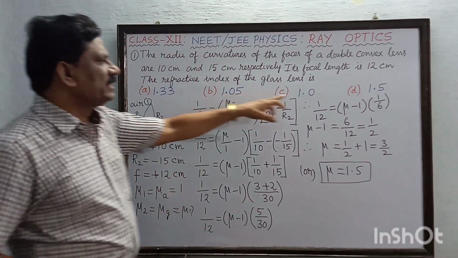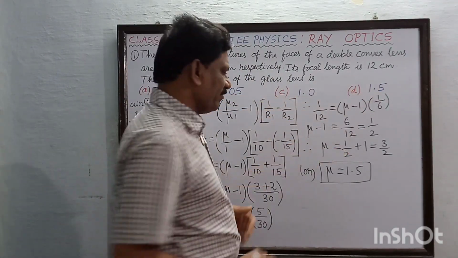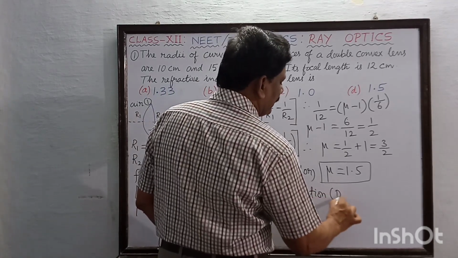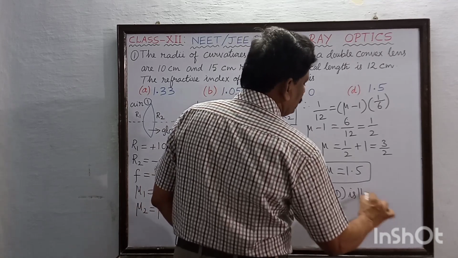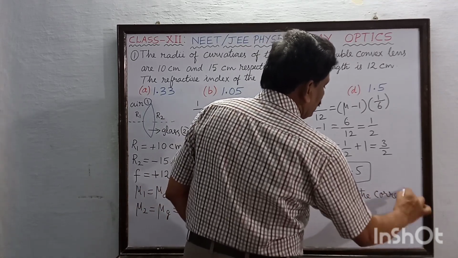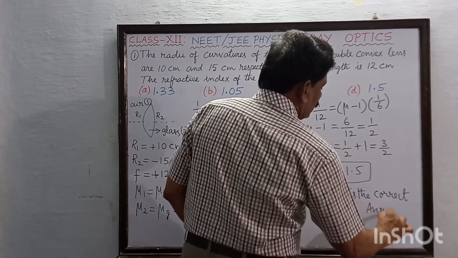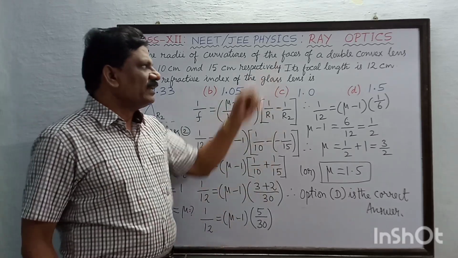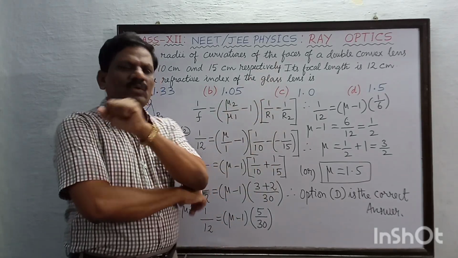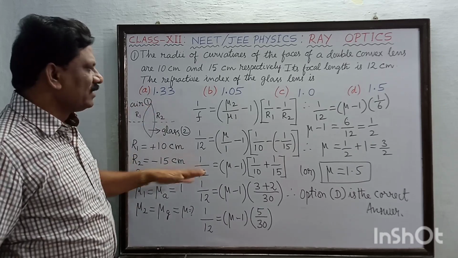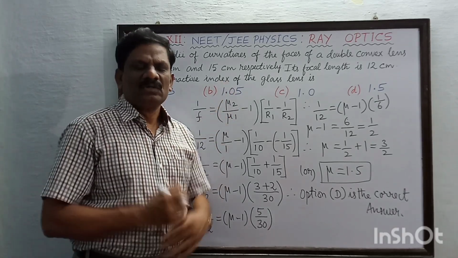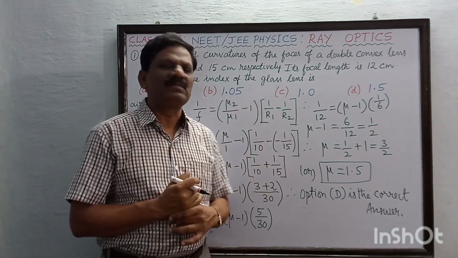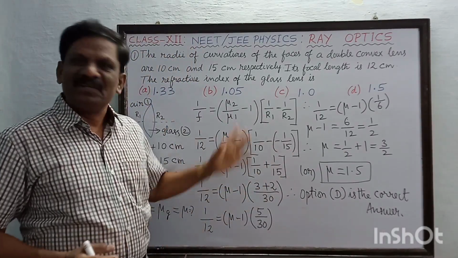So which of these options do you see here? Option D is 1.5. Therefore, option D is the correct answer. Whenever you do such problems, carefully read the given statements, write the information correctly and substitute in the relevant formula. This practice will come only if you do similar types of problems. Many problems like this you will have to solve. I hope you have understood this problem well.